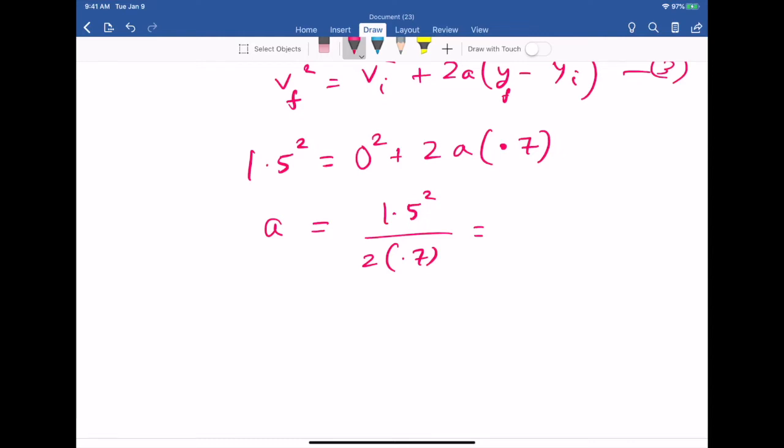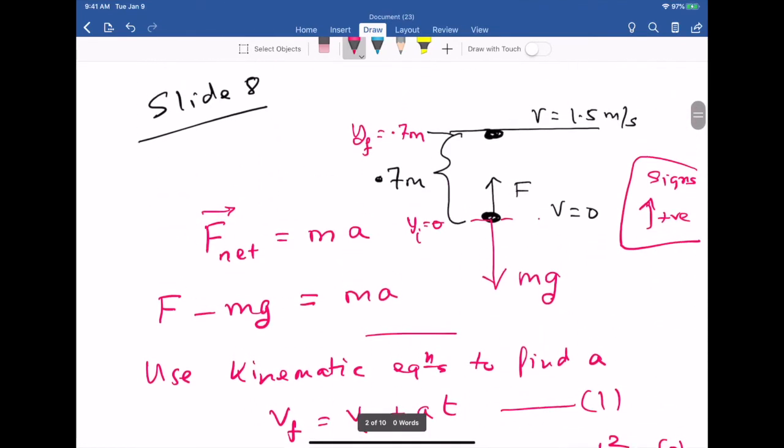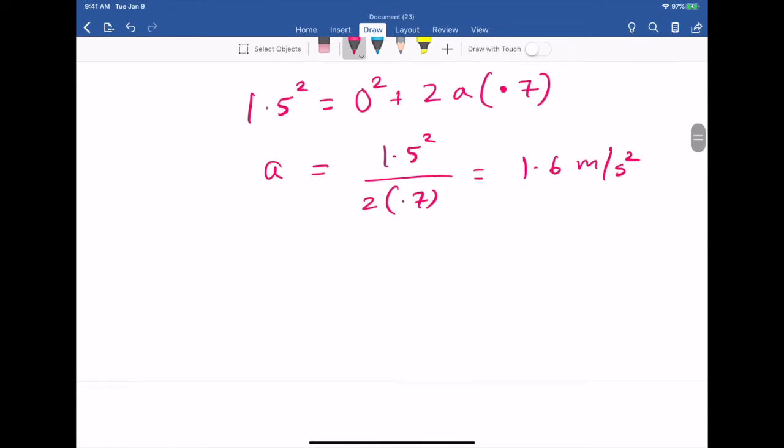So that's 1.6. 1.6 meters per second squared. That's our acceleration. Now we can go back to Newton's second law and plug that in. So we had F minus mg is equal to ma, right? We know the a now. So F is equal to m times (g plus a).